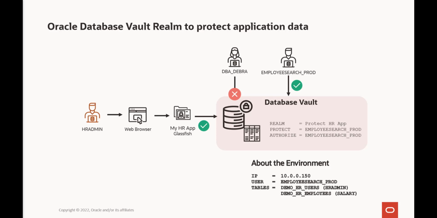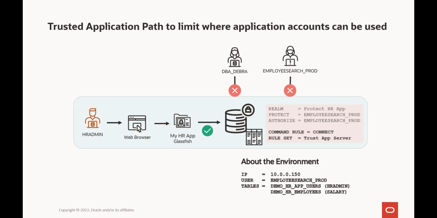In the next section, you will implement a Database Vault command rule to limit where and how the employee search prod credentials can be used. You will trust only the Glassfish application tier, thus denying anyone from using or abusing the application schema user and password to authenticate to the database outside of that application tier. We refer to this as Trusted Application Path.